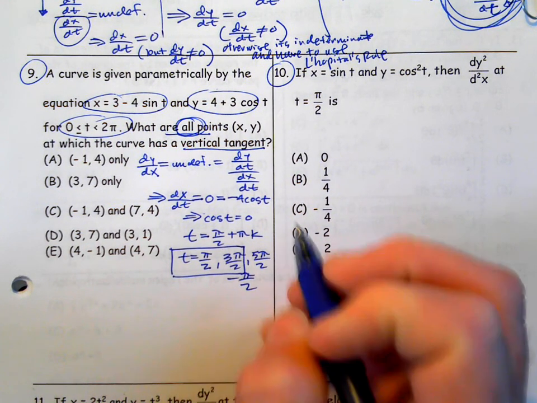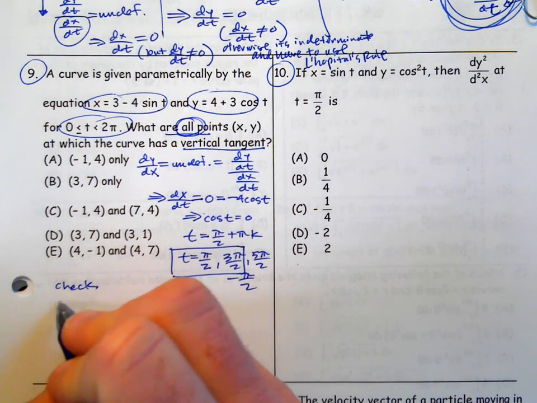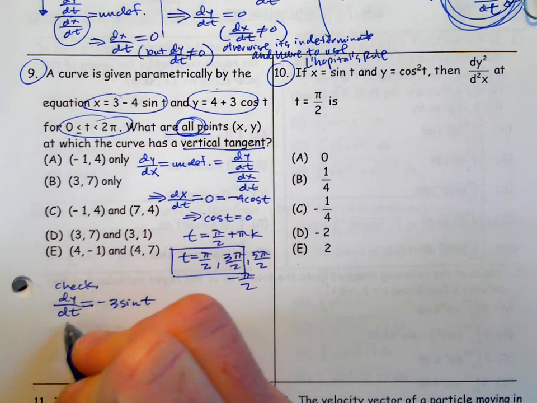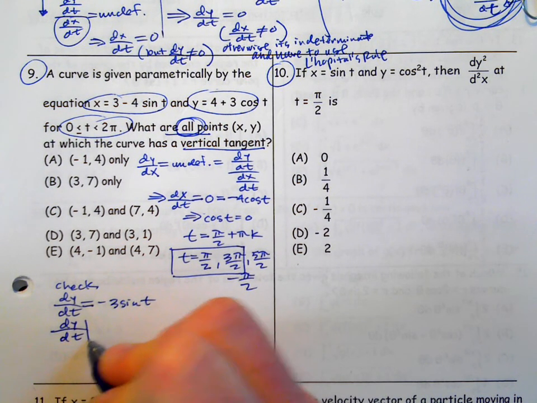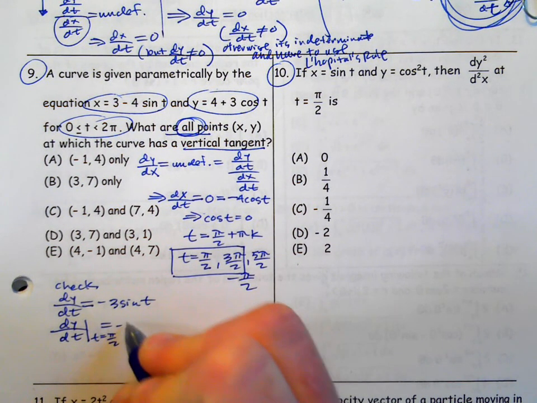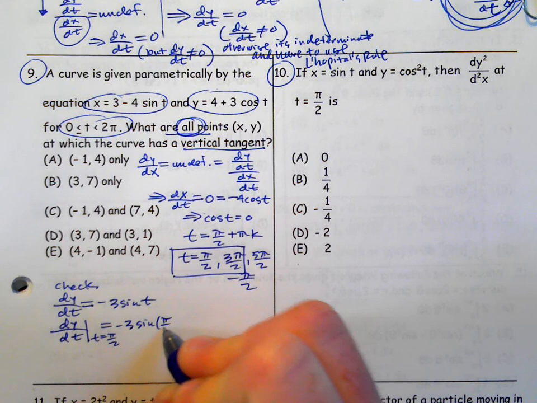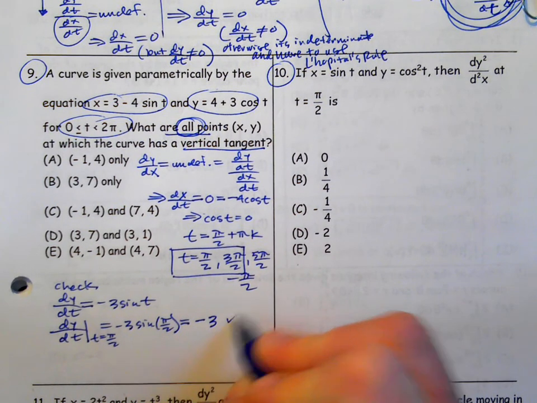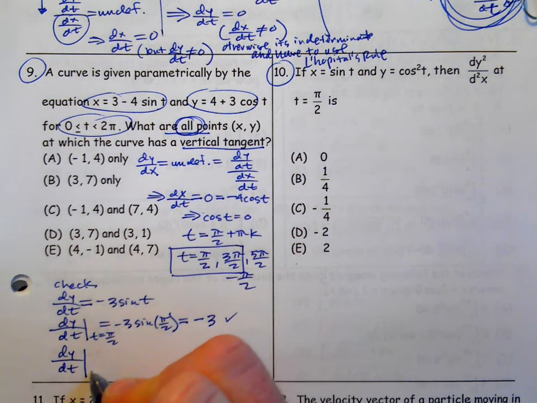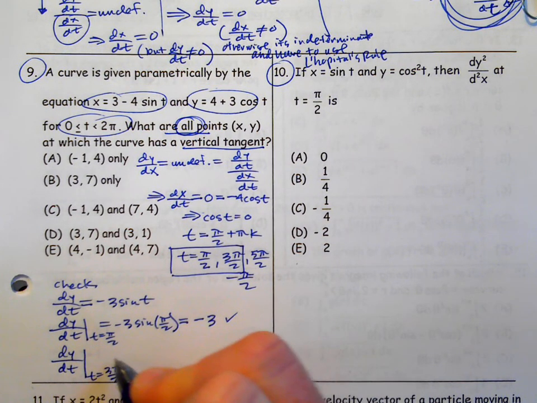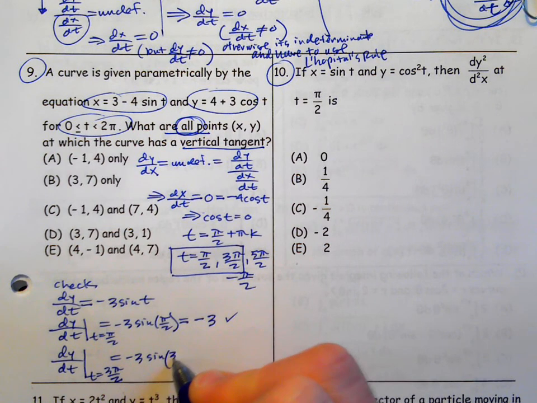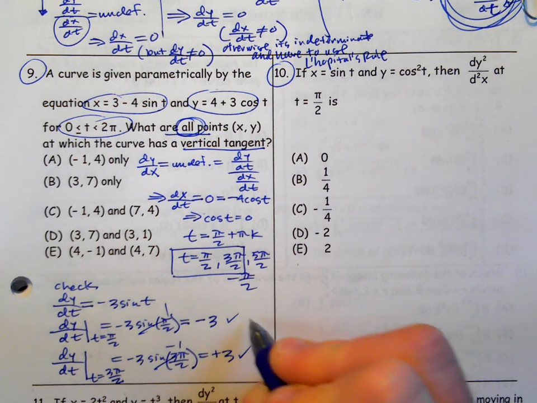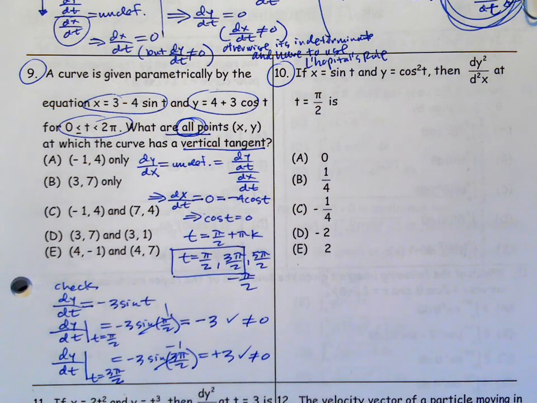Now, the thing to check is dy/dt. So dy/dt equals negative 3 sine t, and if we plug pi over 2 in here, we don't want to get zero. If we get zero, that's not necessarily bad. It just means more work. But that equals negative 3, so that's good. And then the other one is at 3 pi over 2. Sine of 3 pi over 2 is negative 1, so you're going to get positive 3. So that's fine. We just want to make sure they don't equal 0. If they do, we have to invest more work.